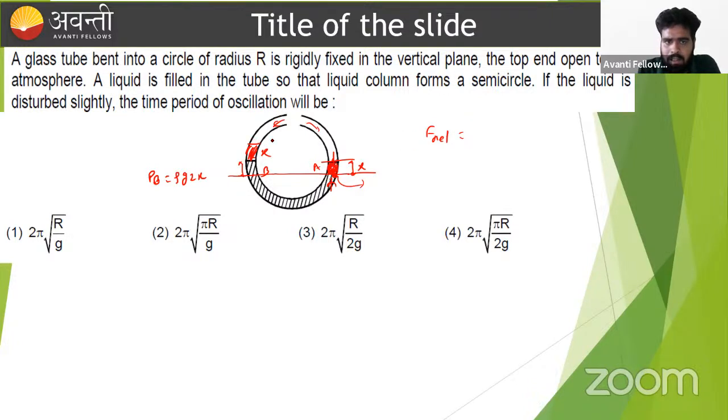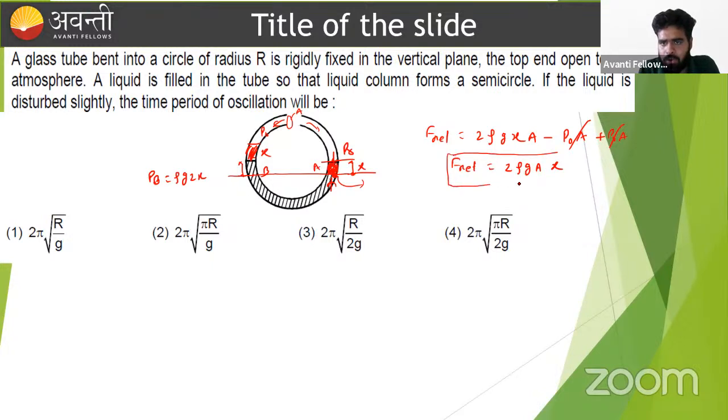If we consider the tube's cross-sectional area as A, this will become 2 rho g x into A. And one is the atmospheric pressure from here, so this will equal P naught into A. One force we must also include, because atmospheric pressure also acts from this side. So this will also act here, P naught A. P naught A cancels out. What is the value of net force, beta? That is 2 rho g A into x. This is the net restoring force, so the liquid again moves in the upward direction.